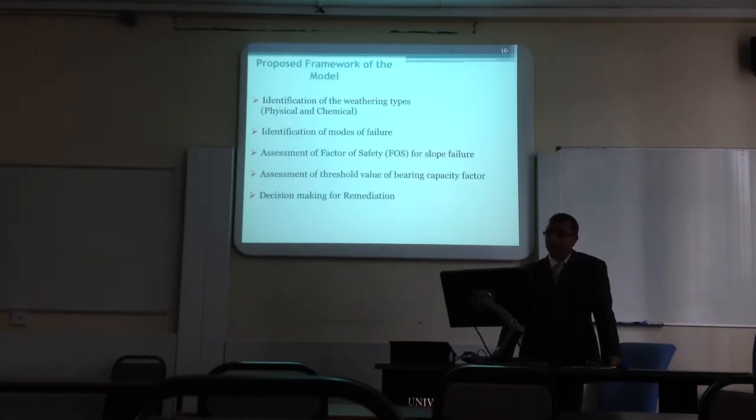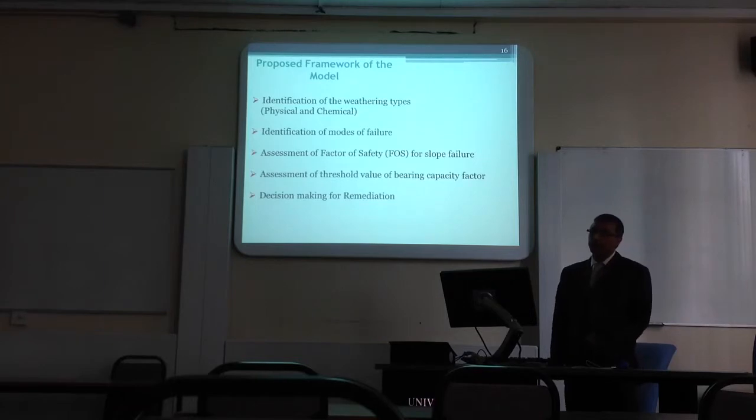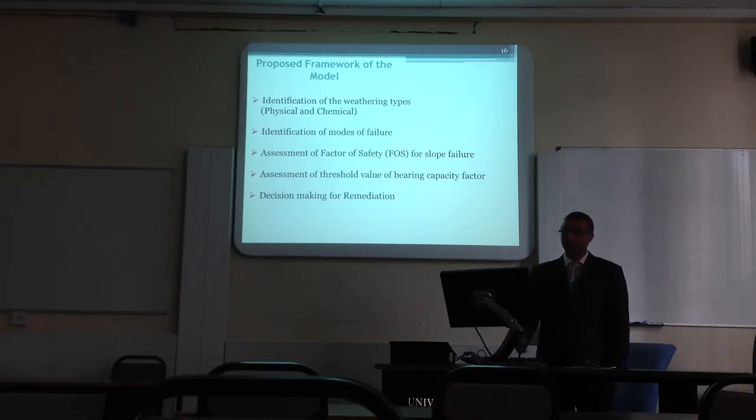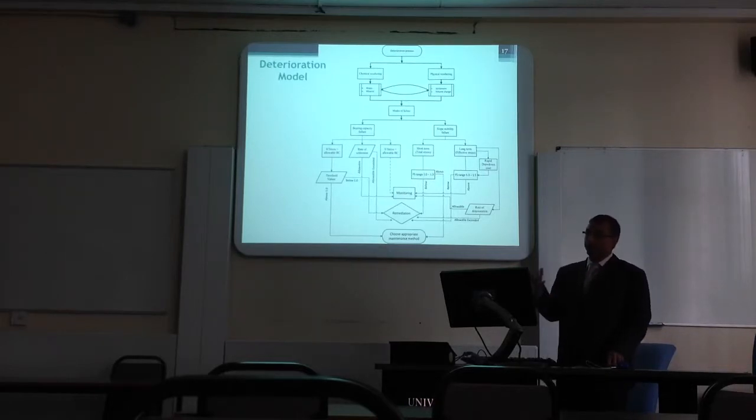So the proposed framework of this model is identification of weathering types, whether it is physical or chemical, identification of modes of failure, assessment of factor of safety for slope failure, assessment of threshold value of bearing capacity factor, which I've taken as a hypothetical one, and the decision making for remediation based on those analyses. So this is a deterioration model. It's a framework, basically. We can call it a framework deterioration model, where the deterioration process occurs from stable embankment going towards unstable.